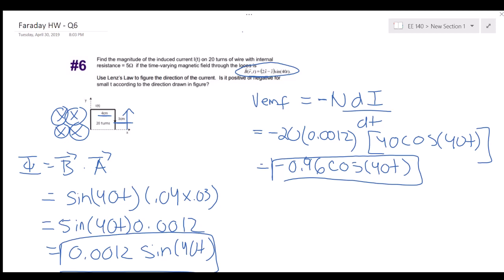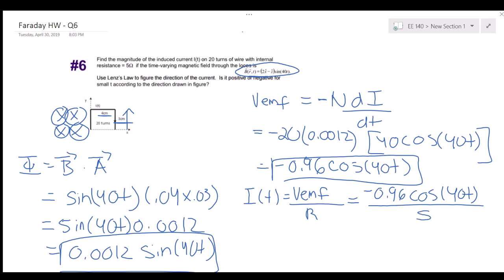Okay, now we're going to find the induced current. To calculate the induced current, that's equal to just the V Emf divided by the resistance. So our V Emf is just negative 0.96 cosine 40t over 5. And then we get our answer to be negative 0.192 cosine 40t as our answer for the induced current.